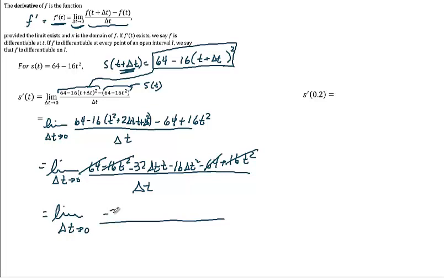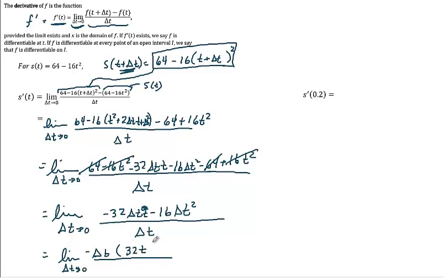Writing down what I got left: negative 32 delta t squared minus 16 delta t, and then a t, sorry, delta t squared, all over delta t. I see that I have a delta t in each one of these, so I'm going to pull it out. The limit as delta t goes to 0 of delta t, pulling that out. I'll go ahead and pull out a negative 2. I said I would. Then I've got 32t minus 16. That'll be a plus because I pulled out the negative, delta t all over delta t. Delta t's cancel.